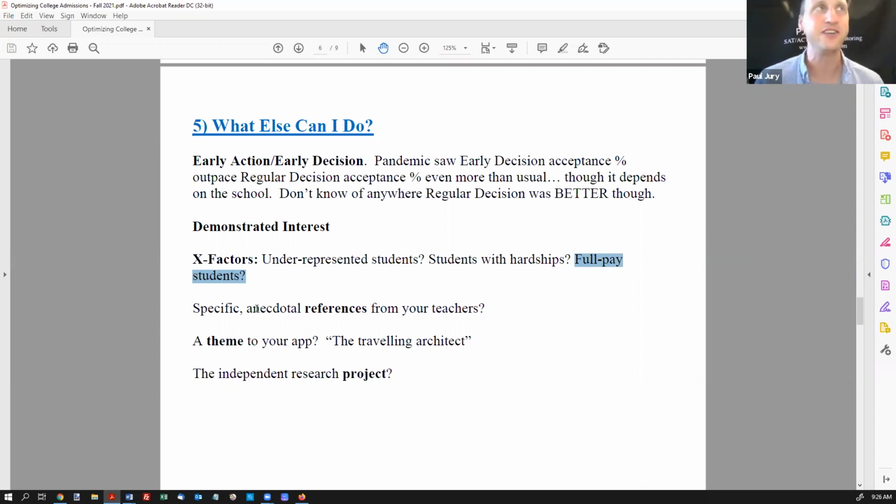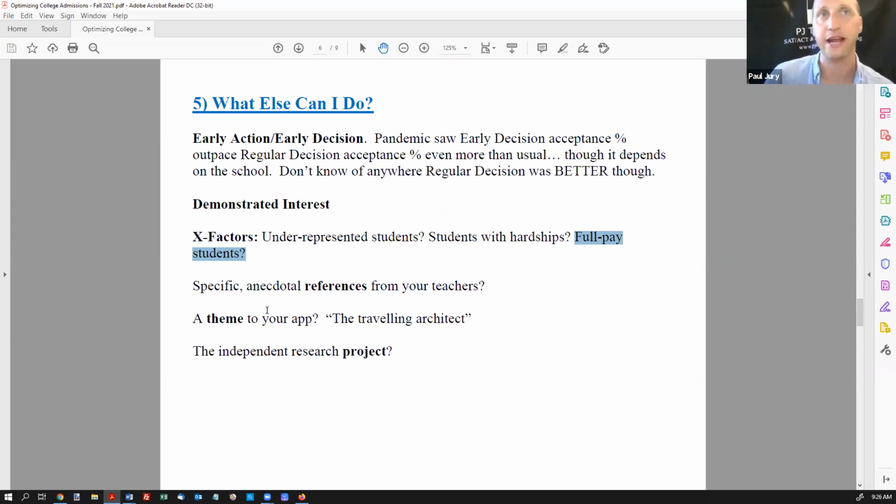You can't make your teachers do certain things, but you can remind them, or select teachers where you have done things that are a little bit more unique, a little bit more standout.